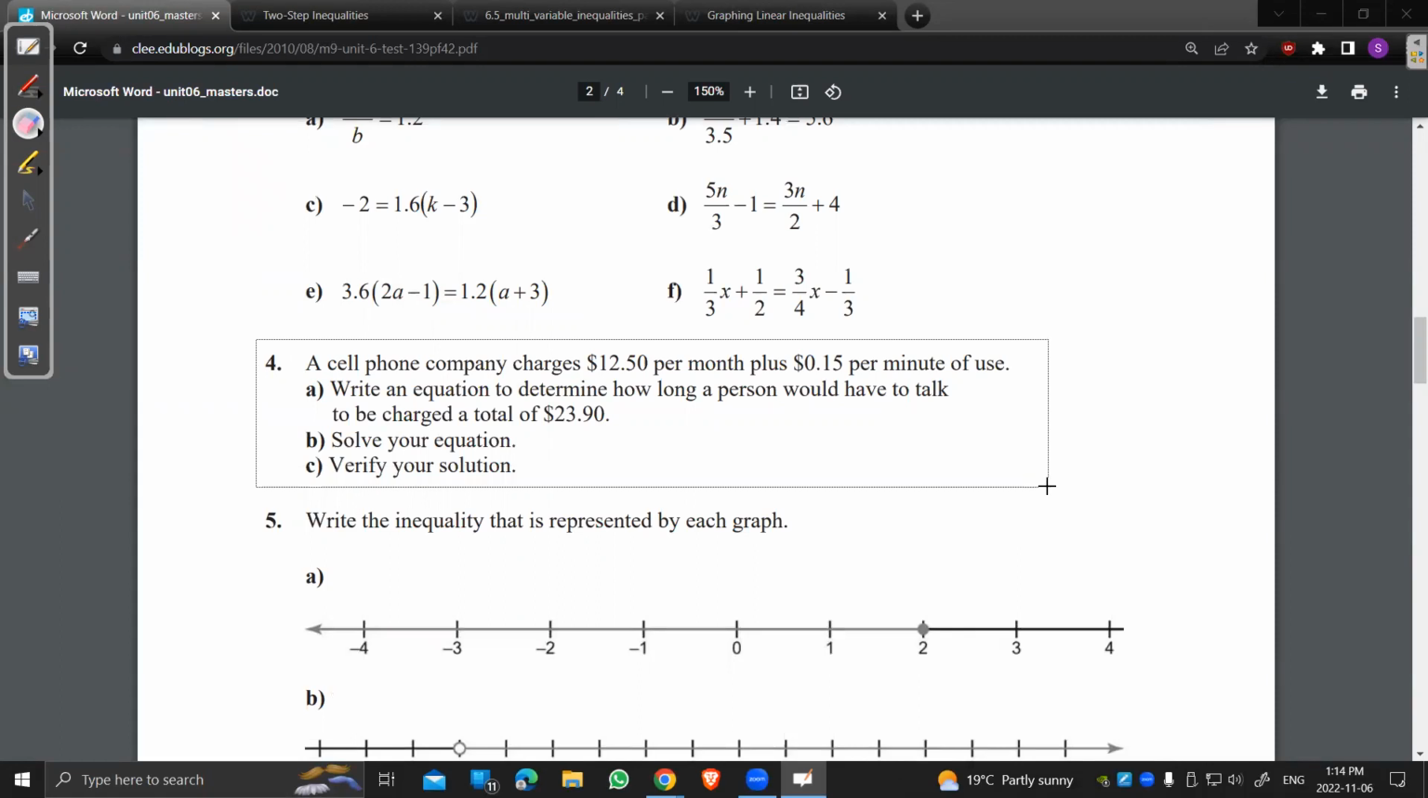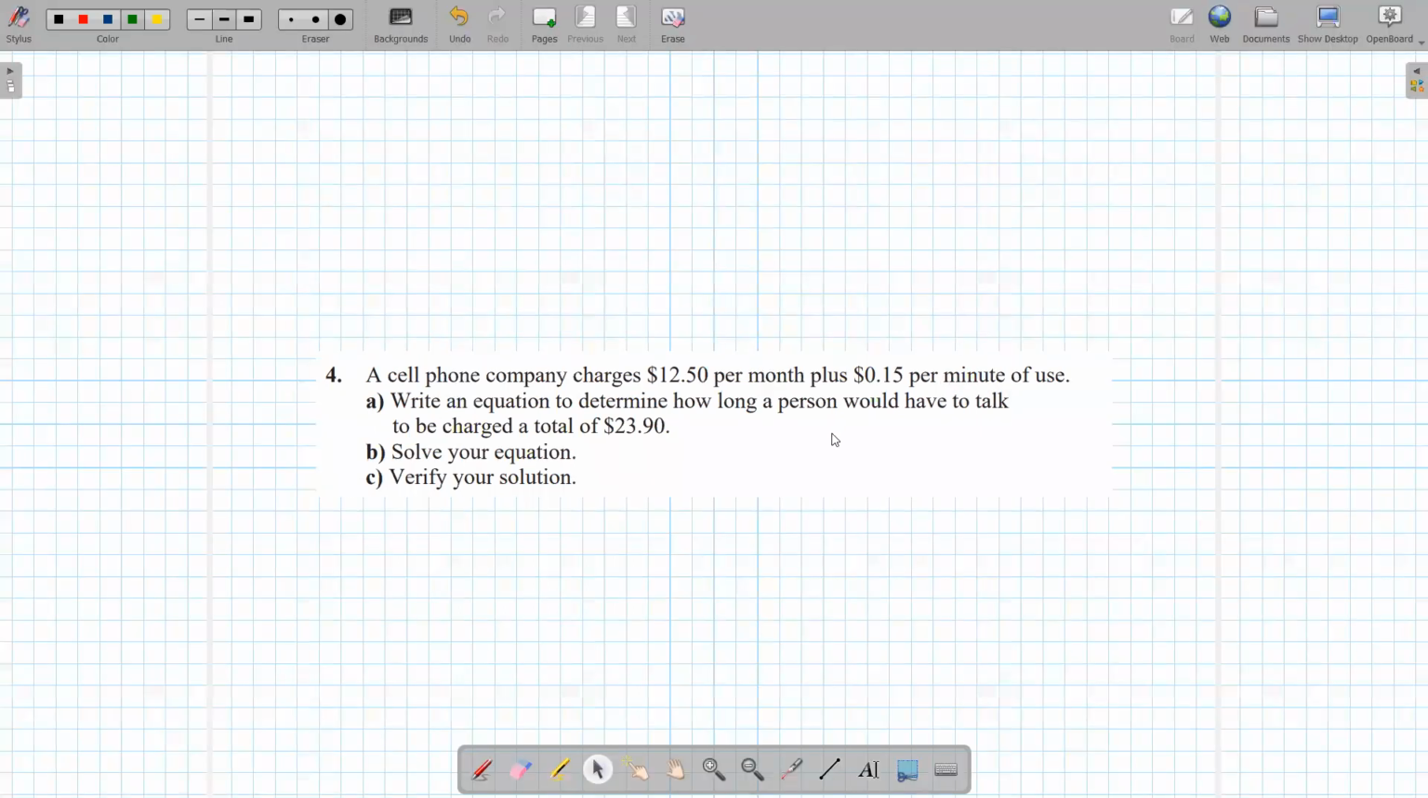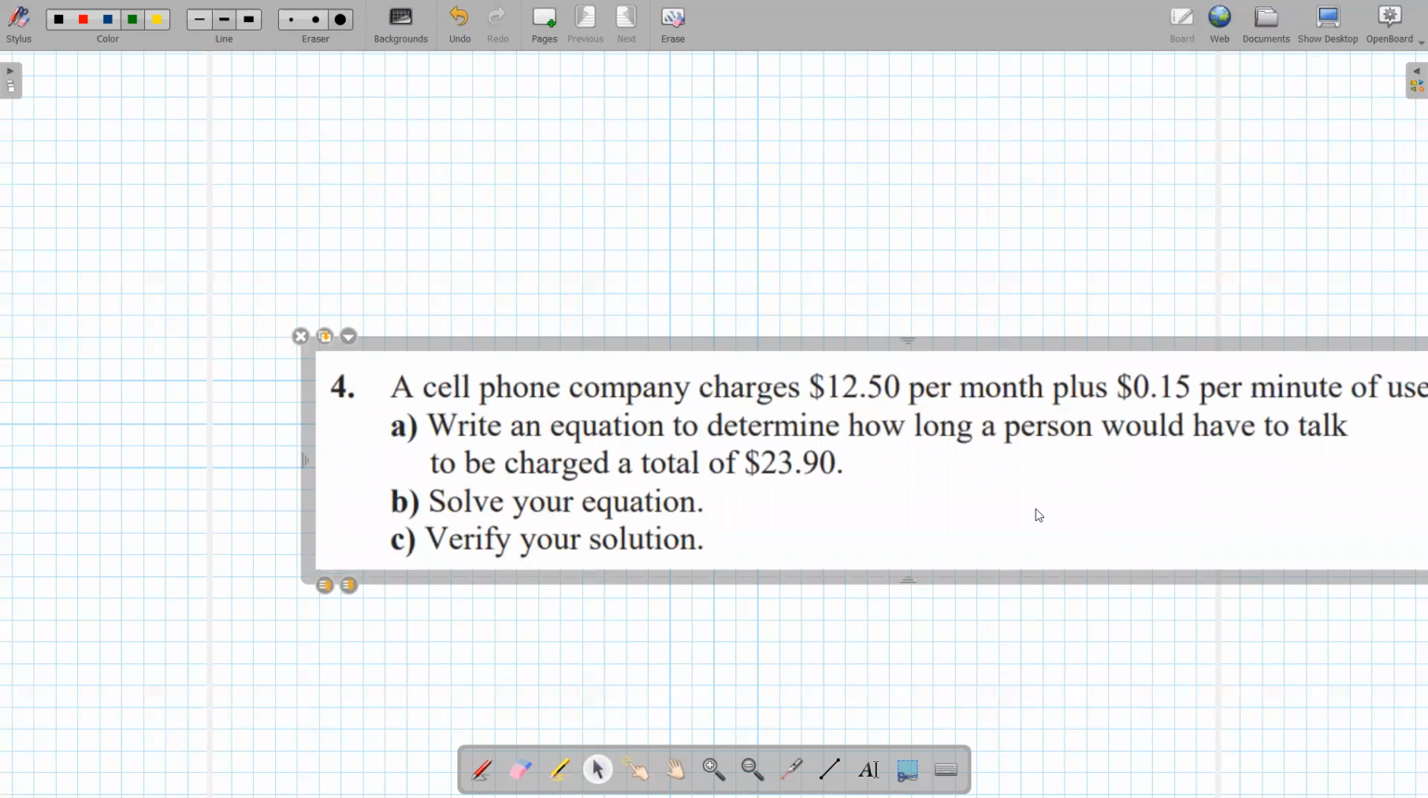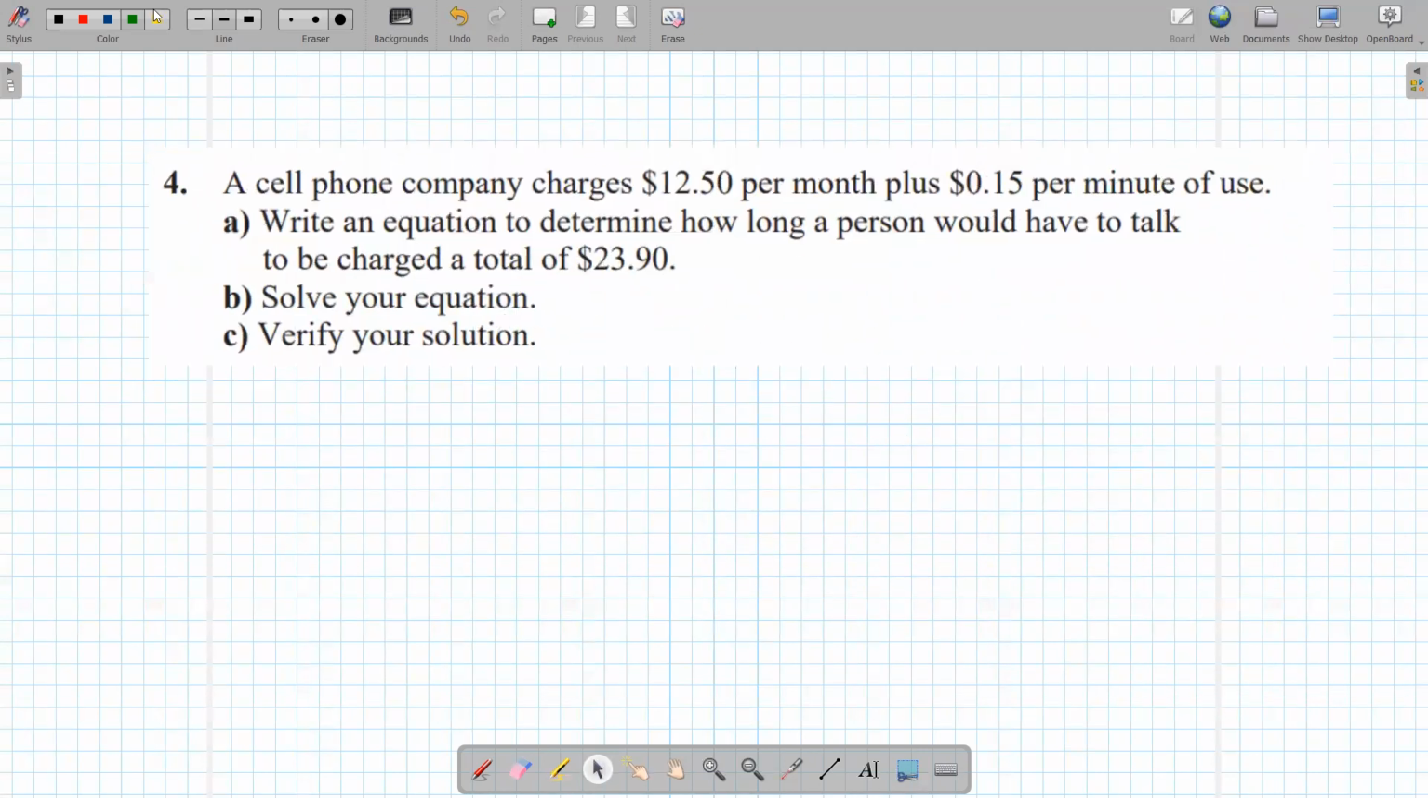Let's look at a word problem. A phone company charges $12.50 per month plus 0.15 per minute. Write an equation to determine how long a person would have to talk to be charged $23.90. So I think this is a monthly cost, okay? This is your monthly cost, the monthly bill or whatever.